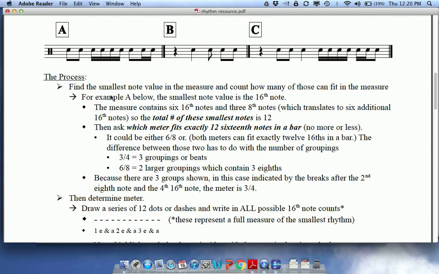Okay? And if you had a full measure of 16ths in 3/4, it would be counted 1E and 2E and 3E and, right? That's a full measure here of the smallest rhythm possible. 1E and 2E and 3E and, at the bottom of your screen.